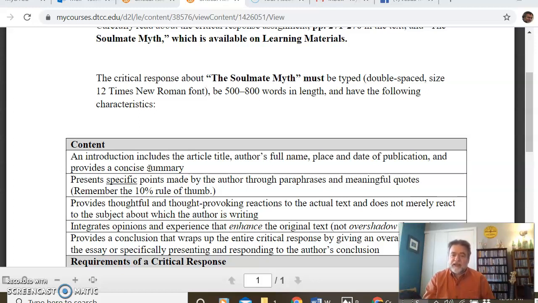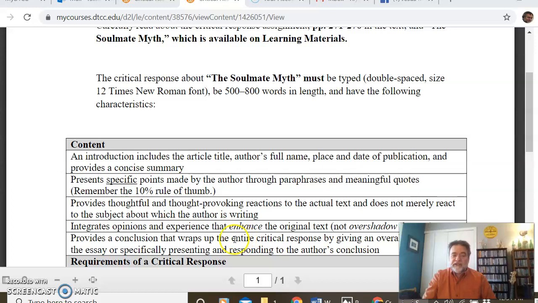So make sure that you do that, and then you'll be moving through the body of your paper where you're going to present specific points through paraphrase, meaningful quotes, and remember the 10% rule of thumb. You can't quote more than 10% in a paper. So be strategic with that, but completely present Bonnie Christian's idea. It's your pick, whatever you want to pick. Something that you found interesting from that plan sheet. Hopefully you've written about it. But look, make sure each paragraph in the body is presenting a specific point, and each paragraph is providing some kind of thought-provoking reaction to the text. And it's not a reaction to the subject.